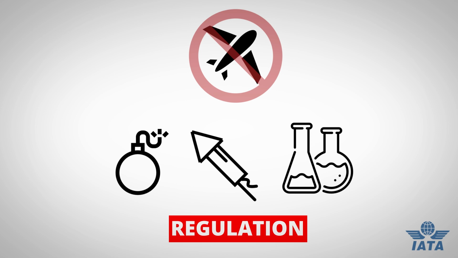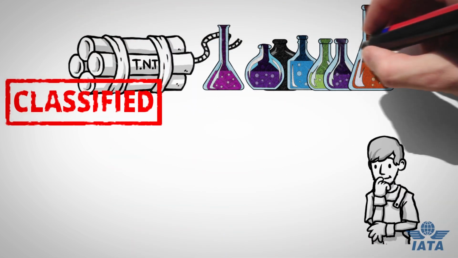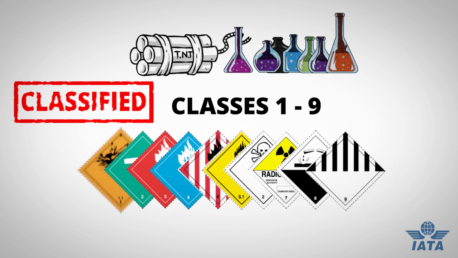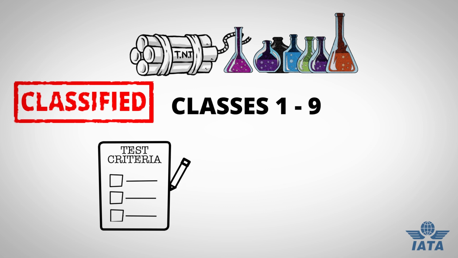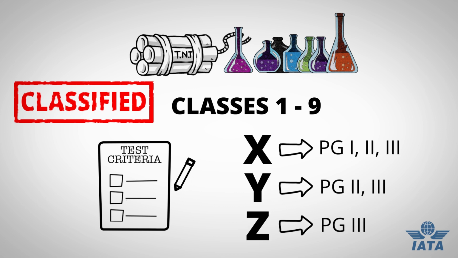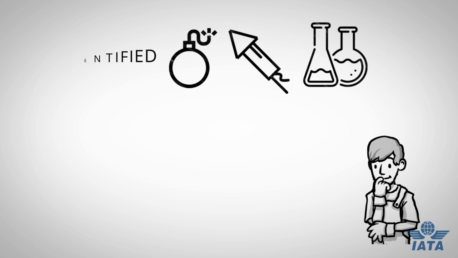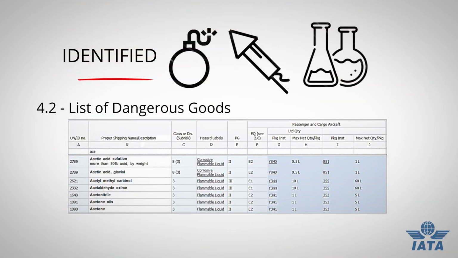The articles or substances must be properly classified according to the 9 hazards they represent, the class's definition, and the test criteria set out in Section 3. In addition, they must be assigned to one of 3 UN packing groups, as applicable, as per Section 3 of the IATA Dangerous Goods Regulations. These substances and articles are transported only after they have been identified according to the list of dangerous goods in Section 4 of the IATA Dangerous Goods Regulations, which most appropriately describes the substance to be transported.